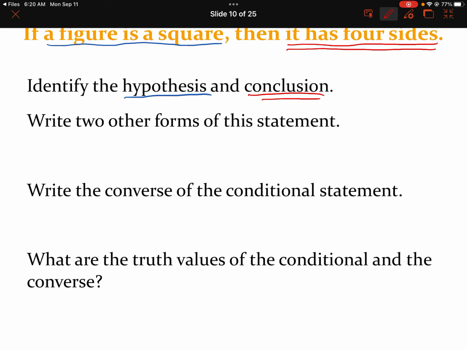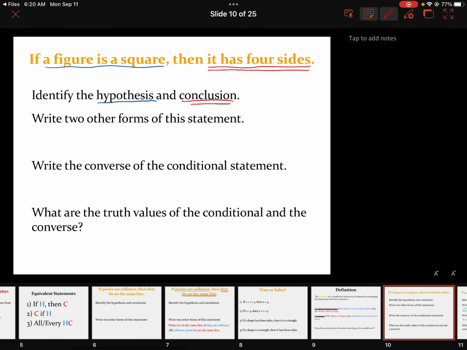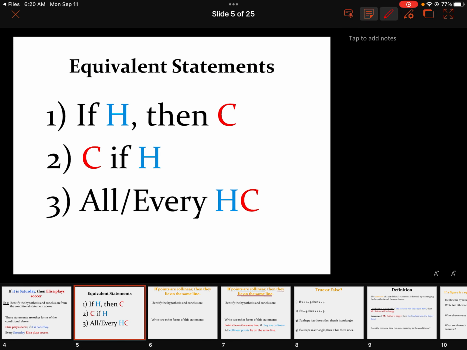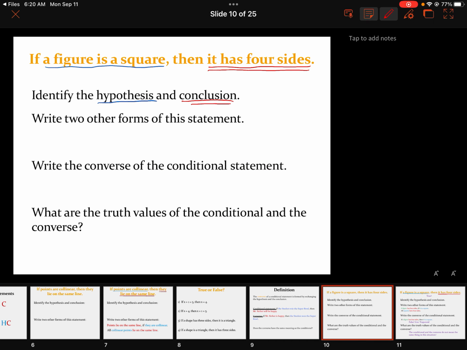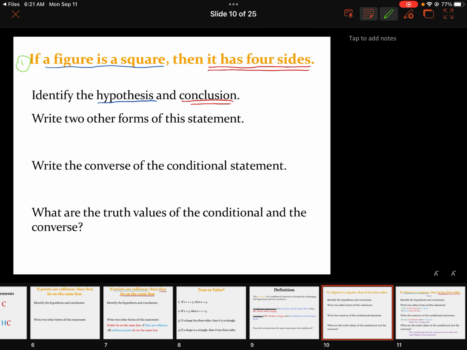The next thing we're going to do is write two other forms of this statement. So identifying hypothesis and conclusion are really important to do first. Remember, we want to follow this template. So we have three statements that mean the same thing. They're equivalent. This statement that we have follows statement number one in that template. So what we want to do is make a statement that looks like statement two and a statement that looks like statement three.